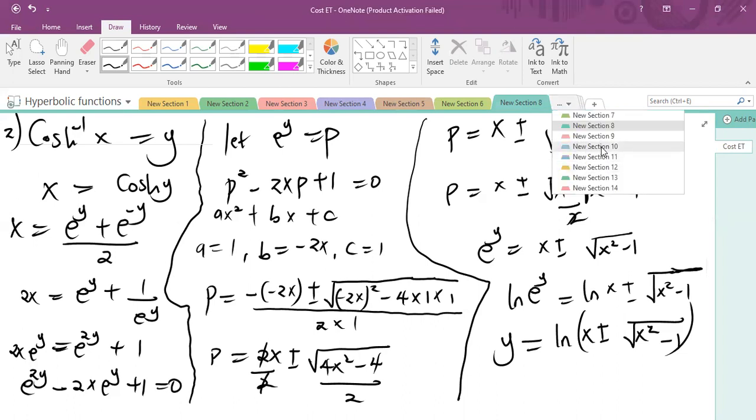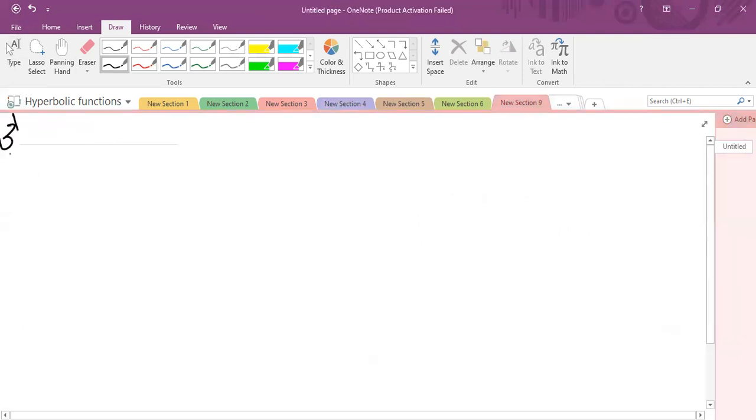Okay, let's take up another example. How do we evaluate the tan hyperbolic inverse of x? So the procedure is the same. Let this be equal to y, then bringing tan inverse to the other side, it will be tan hyperbolic y. So I will have x is equal to tan hyperbolic y.